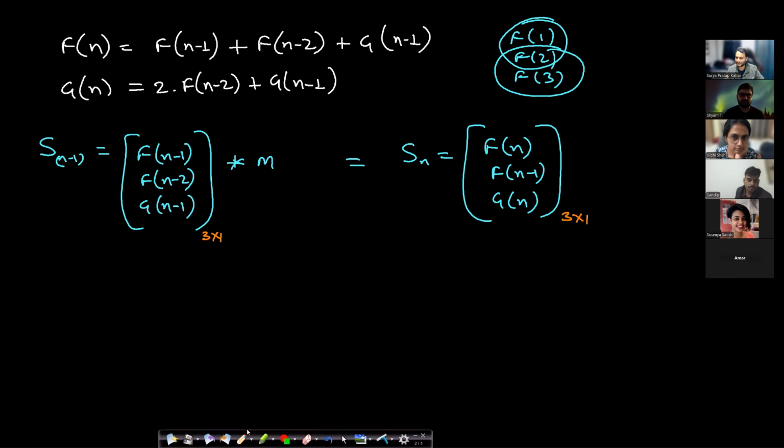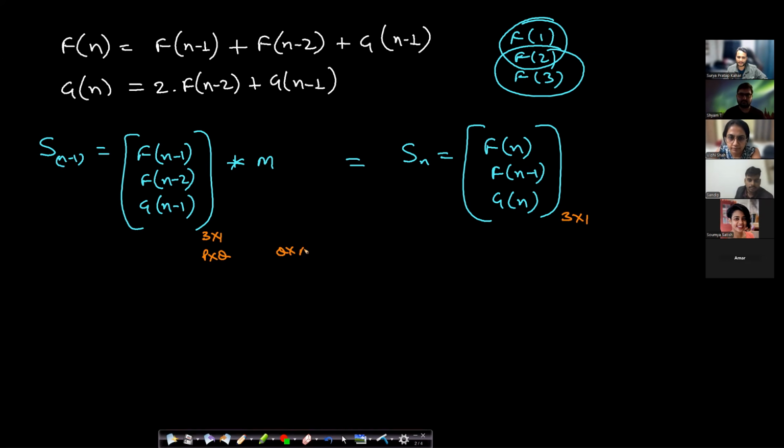What will be the magic matrix? Size, 3 dimension. 3 cross 3. Yeah, so it is always a square matrix that you are going to get, isn't it?